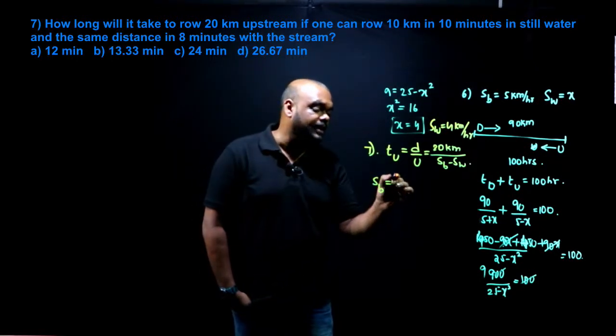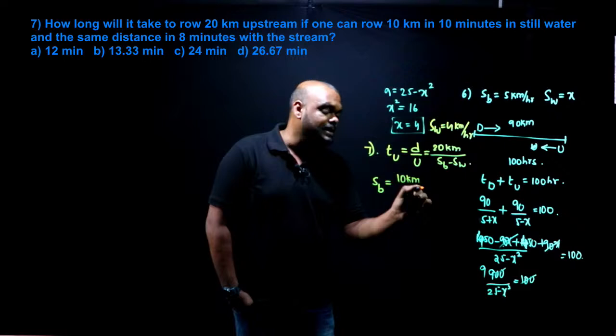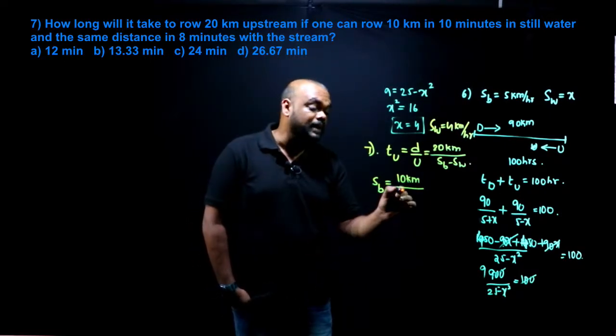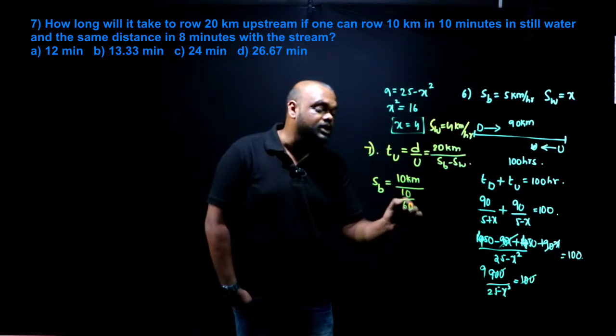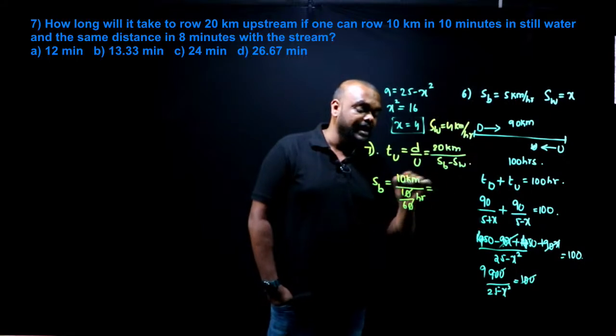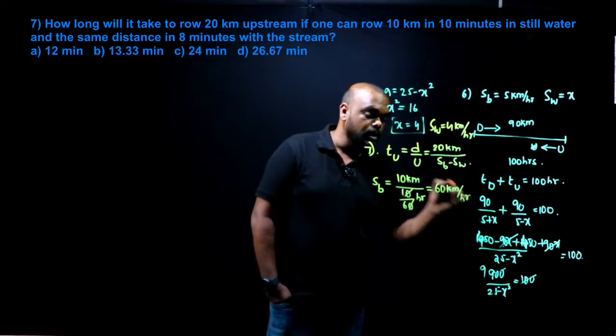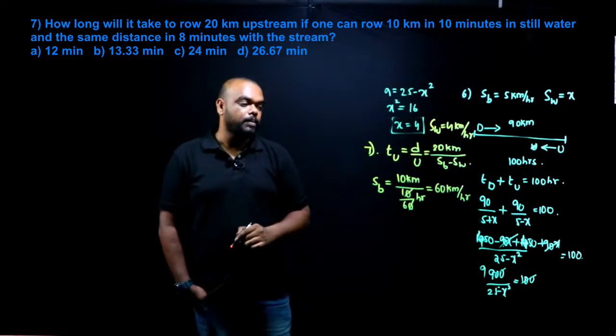What is distance? 10 kilometer divided by time taken. What is the time taken? 10 minutes. But converted into hours, that is 10 by 60 hours. Okay. 6 goes to numerator. SB value will be 60 kilometer per hour. Speed of a boat in still water is 60 kilometer per hour.